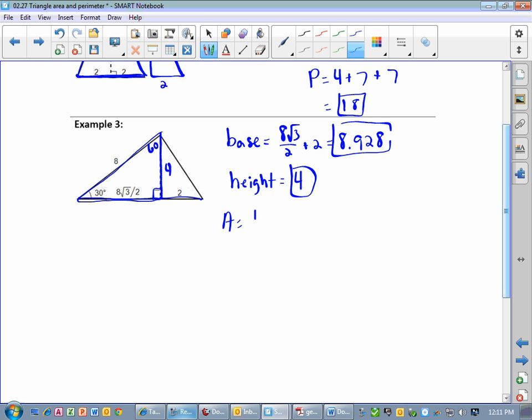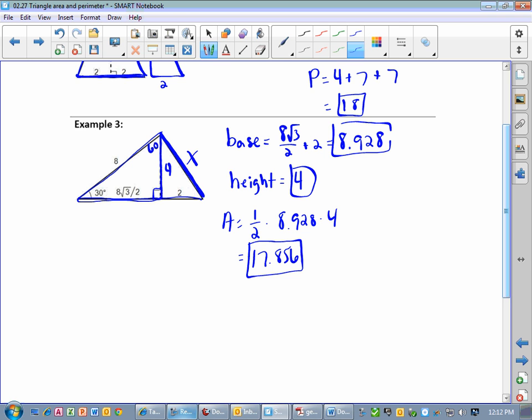We can find the area. 1/2 times base, so 8.928 times height of 4. Put that into our calculator. 14 point something. And we need our perimeter. Can we find our perimeter right now? No, what's missing? This side right here, right?